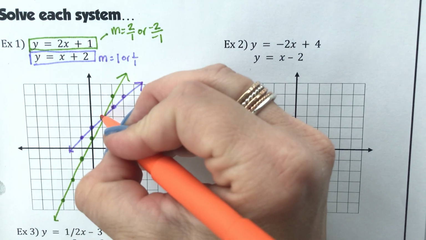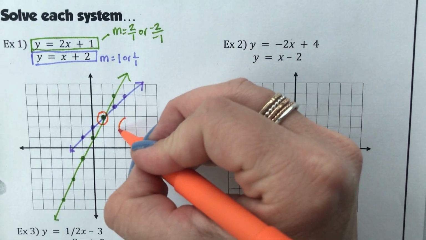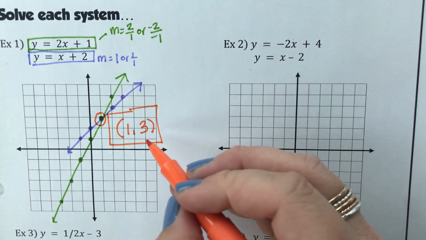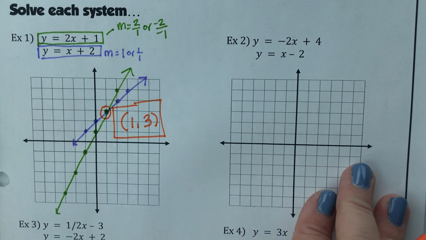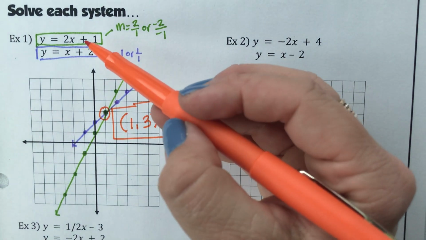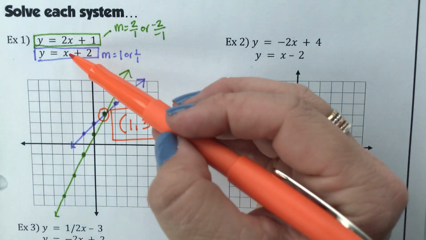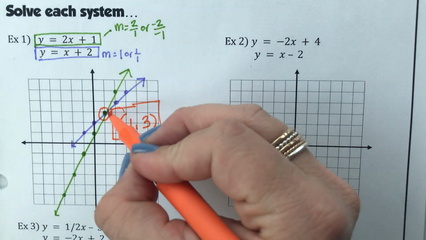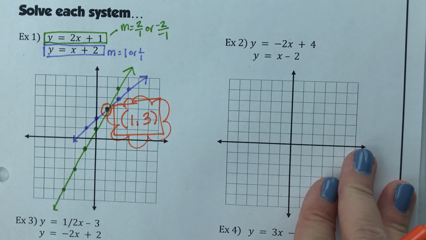My solution is this point right here where they're intersecting, and the coordinates of that point are 1, 3. This is the one value that I can plug into both of these equations, and it's going to make them true, right? If I use a 1 here, 2 times 1 is 2, plus 1 is 3. If I put it in here, 1 plus 2 is 3. So this is the one number that works for both equations.